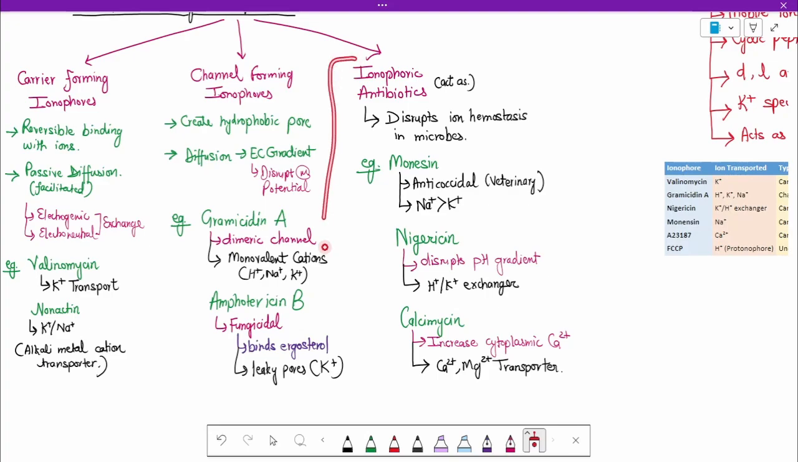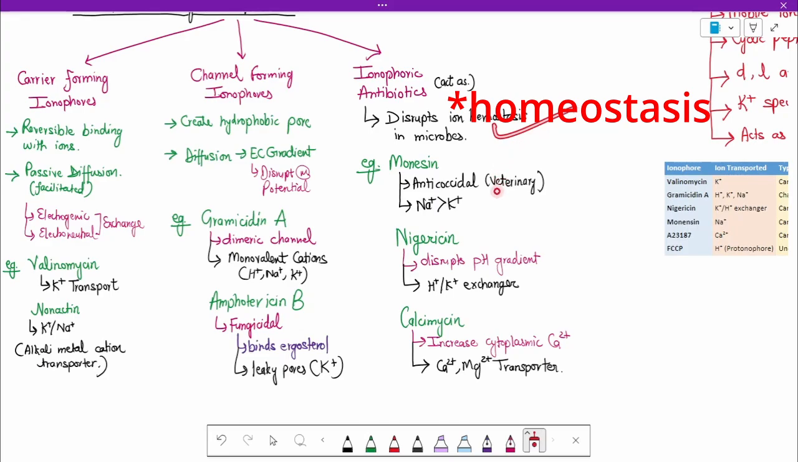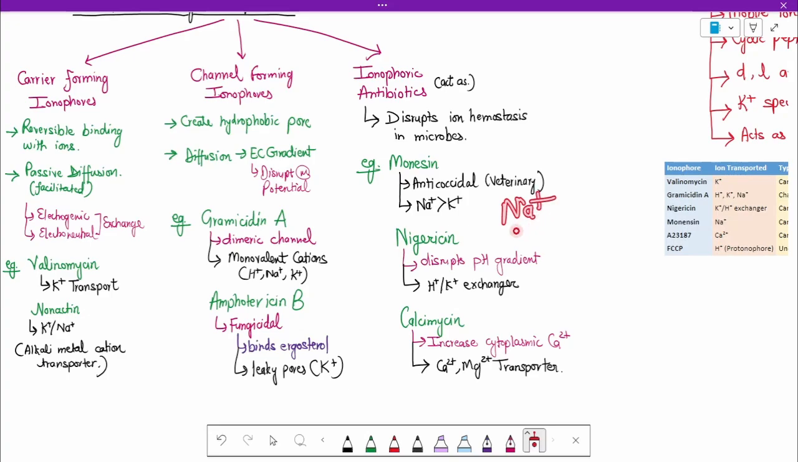And for the last category, we have ionophoric antibiotics, and these antibiotics disrupt homeostasis in microbes. The three main examples are monensin, nigericin, and calcimycin. In case of monensin, it transports sodium ions more than potassium ions. It shows anticoccidial activity. Nigericin disrupts the pH gradient, and it is responsible for transport or exchange of protons and potassium ions.